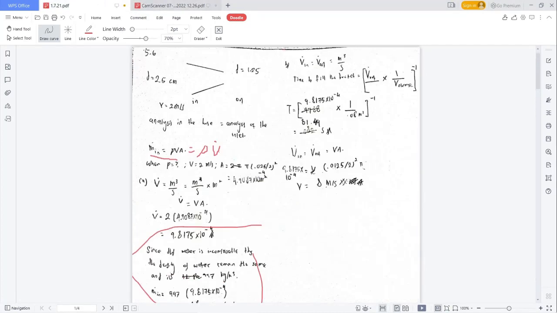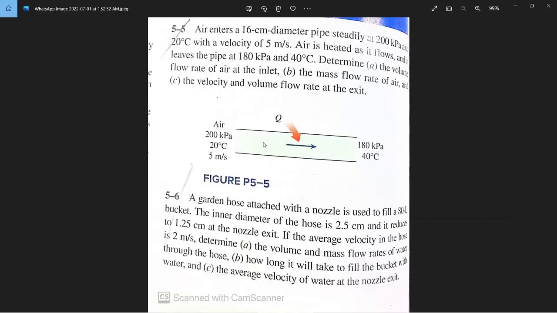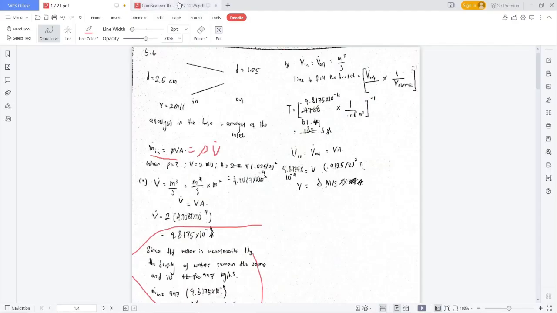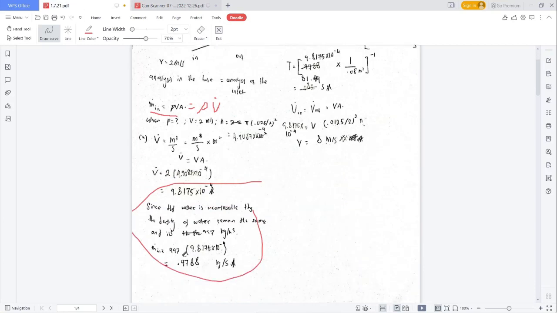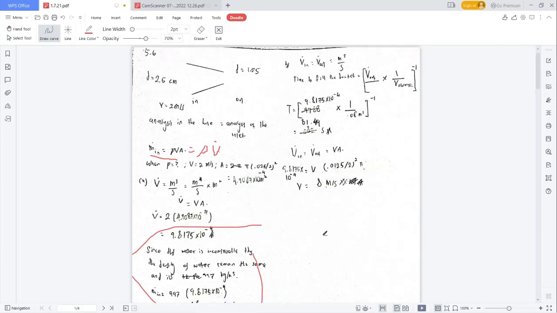Personally, I think I would prefer the questionnaire to clarify the temperature of the water at the inlet, so that we can use the exact value. But I'm just going to use 997 for the density, times the volume flow rate, and we will get 0.9788 kg per second. So that is the mass flow rate at the inlet.